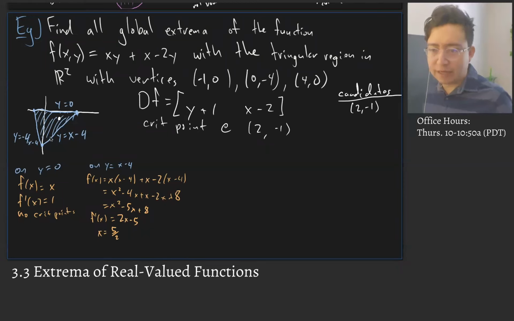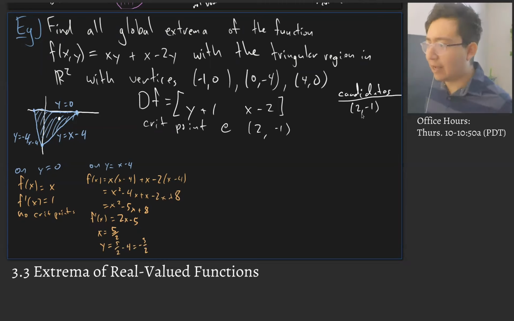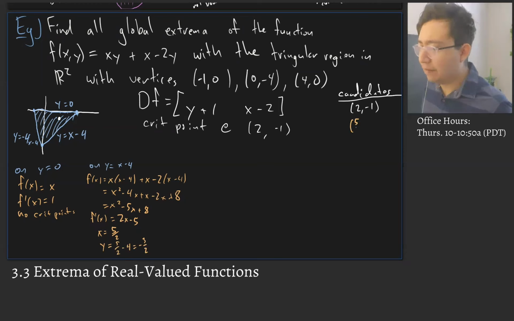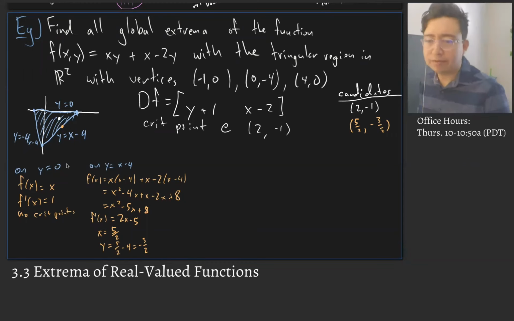And then to find exactly where it is on this line, we plug in x equals 5 over 2 to this line here. So that must mean that y is equal to 5 over 2 minus 4, which is -3 over 2. Okay, so then this gets added as a candidate on our list. So we get 5 over 2 comma -3 over 2. I'll try my best to draw that here. It's about here. This point here is a candidate.